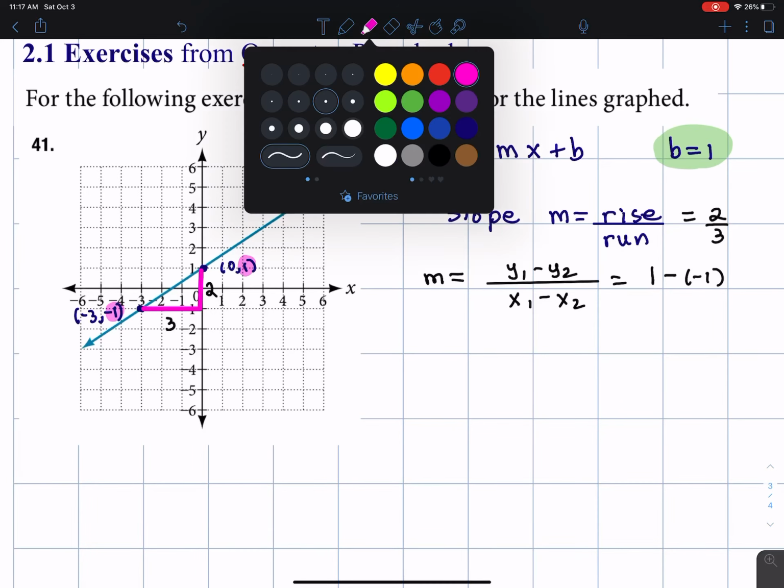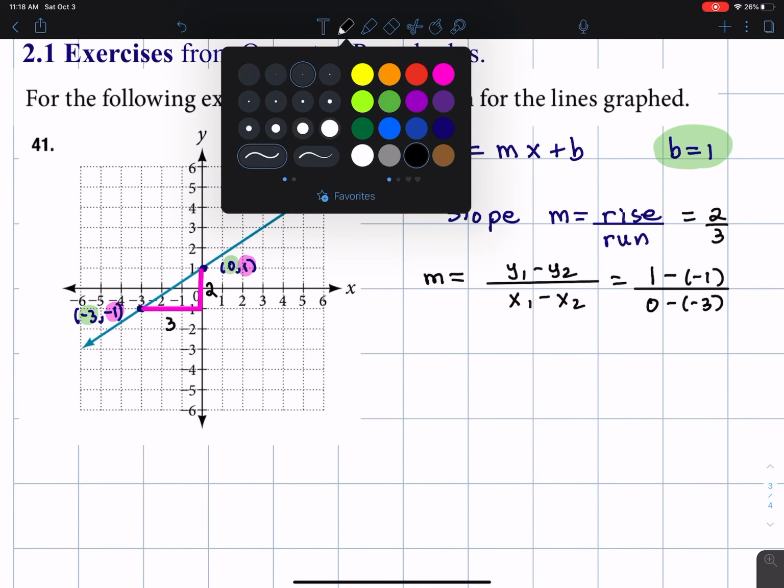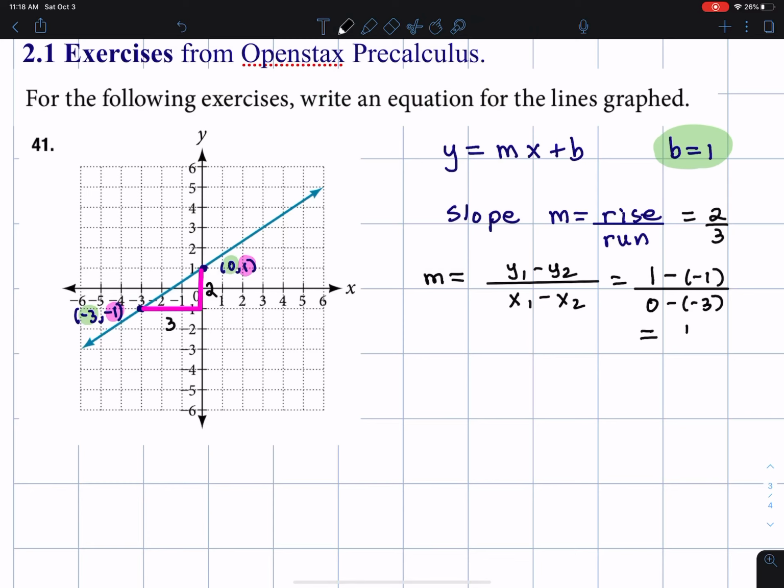So I have those two y coordinates, and then I'll divide by 0 minus -3. Now I have to be consistent. Whichever one I pick to be the first point, the x1, y1, in this case it was the one that's higher up on the right. So I did 1 coming first, subtracting -1. Then I do 0, that comes first, minus -3. And the answer then is 1/3.